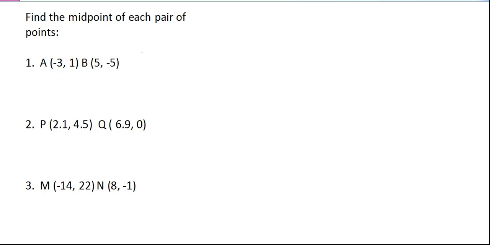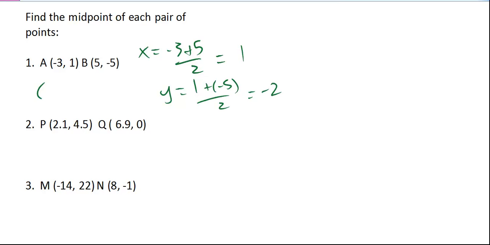I'm going to do the x's first. So x would be negative 3 plus 5 over 2, which is 1. And y is equal to 1 plus negative 5 over 2, which is negative 2. So my point is (1, negative 2).